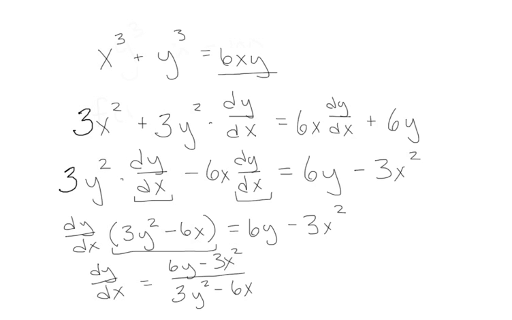And it is. That's okay. You're going to leave the expression exactly as it is. You need to have both x and y in the final expression in this case. If you want to, you can simplify it. You probably should, just because clearly a 3 divides out of both sides. So you'd be left with 2y minus x squared over y squared minus 2x.